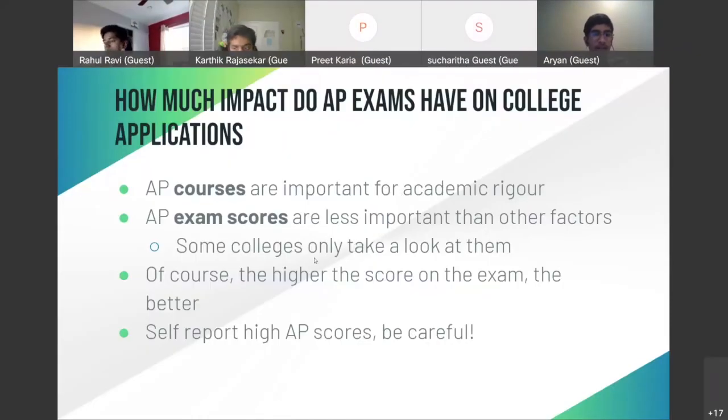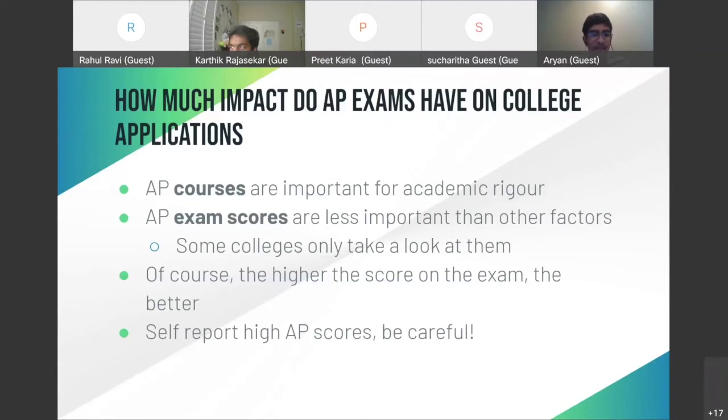Yeah, thanks, Rahul. So how much impact do AP exams have on your college application? Well, taking AP exams is important to demonstrate your academic rigor. Now, taking the course alone is also sufficient to do that, but taking AP exam scores demonstrates that you have mastered the content.